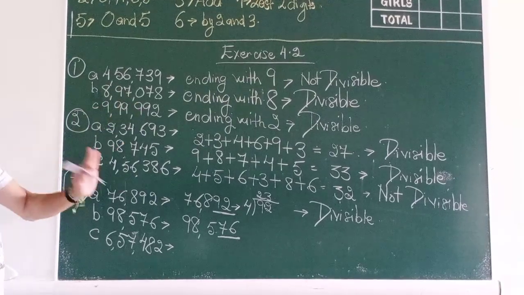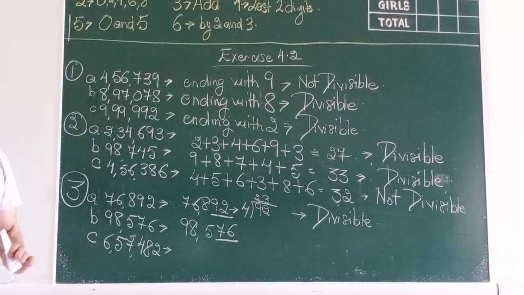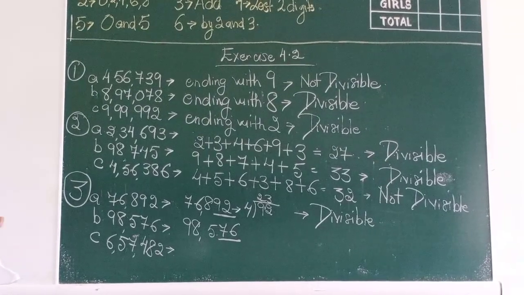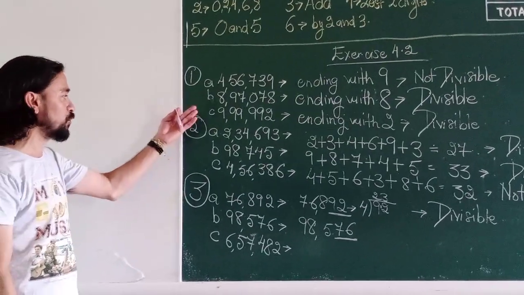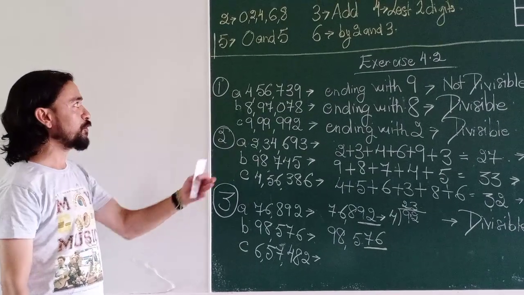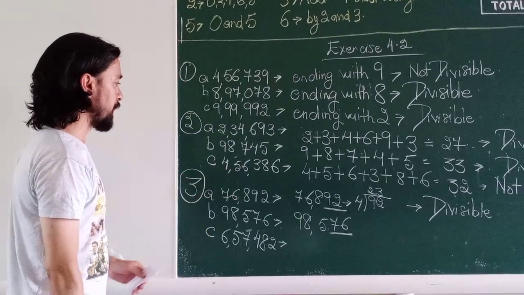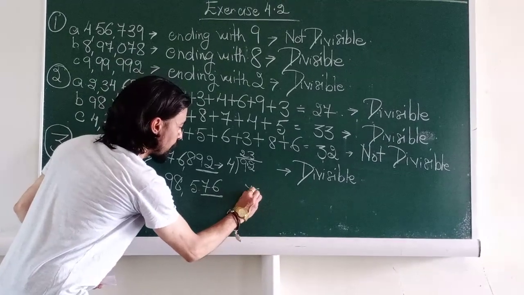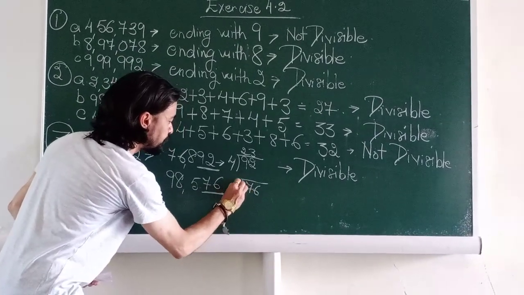So the moment you see a number, you can tell which number will divide it by the various rules that apply to each number to be divisible by each number. That is 2, 3 and 4. We will do 5 and 6 in the next video. So I take 76 and I divide it by 4.